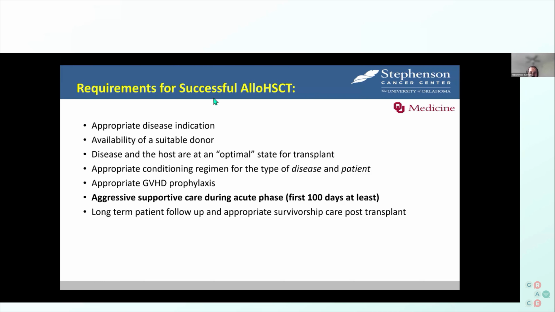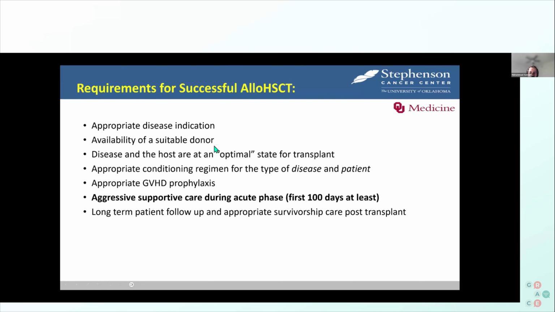And for other diseases like non-Hodgkin lymphoma or Hodgkin lymphoma or multiple myeloma, allogenic transplant is very rarely used. In pediatrics and in young adults, aplastic anemia is also an important indication.